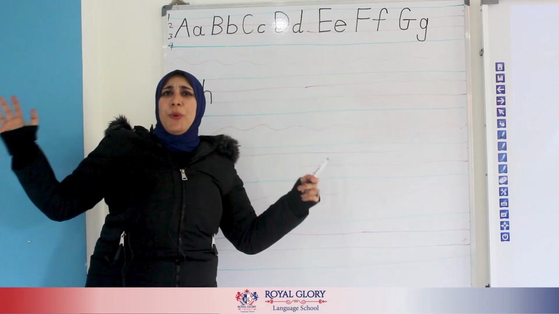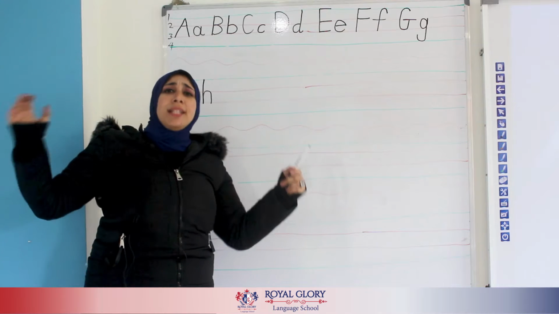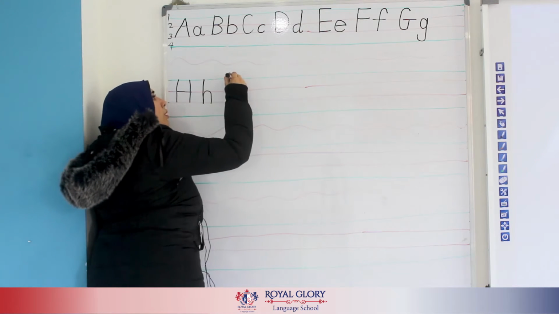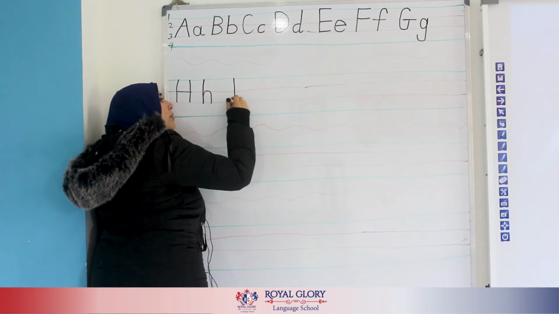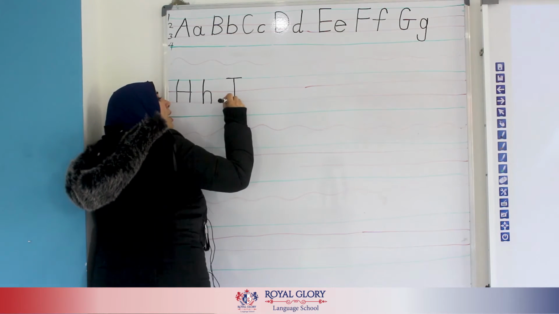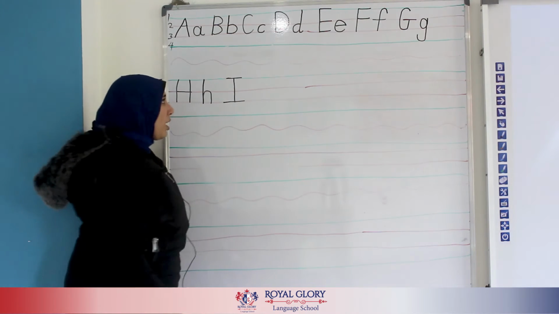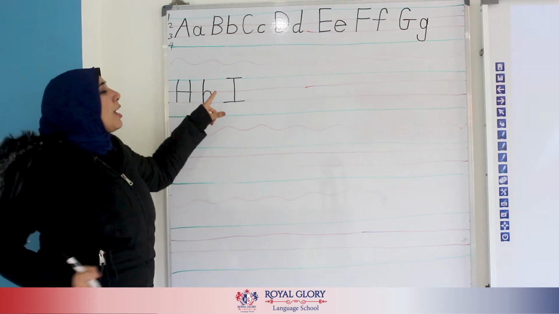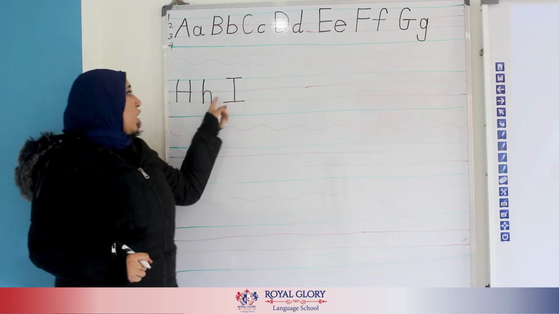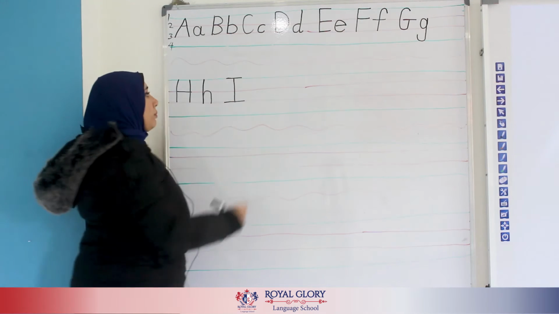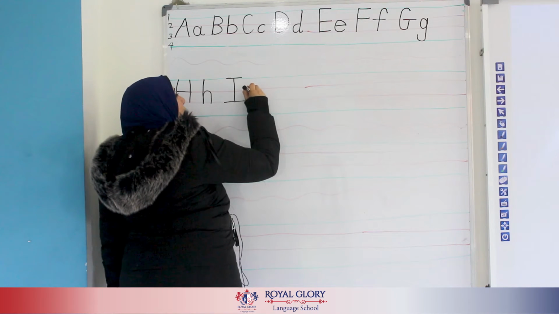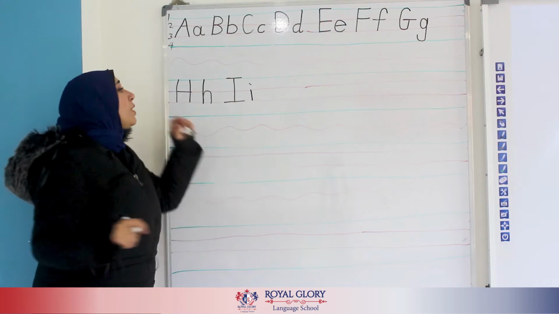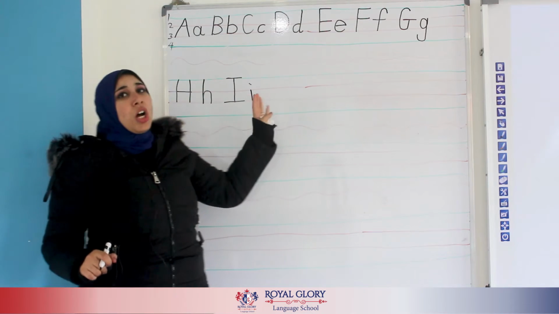How can I write the upper case of letter I, sound E? Okay, from line number 1 to line number 3 again. Down, and make a sleepy line on line number 1 and make a sleepy line again on line number 3. This is the upper case of sound E. Okay, the lower case of sound E. From line number 2 to line number 3, down, and make a dot. Just enough.